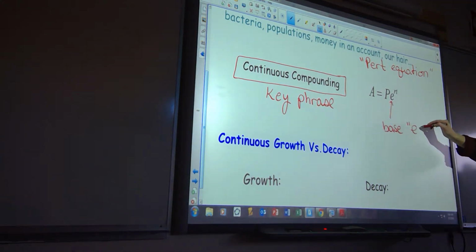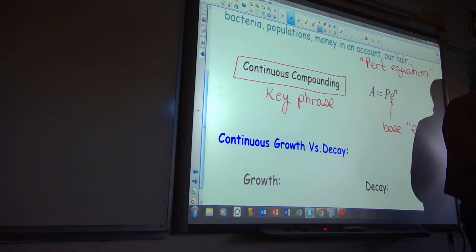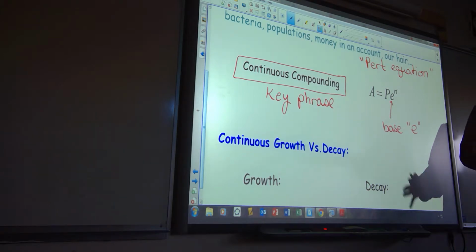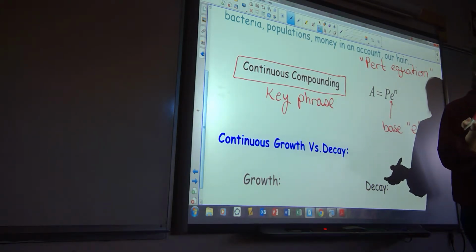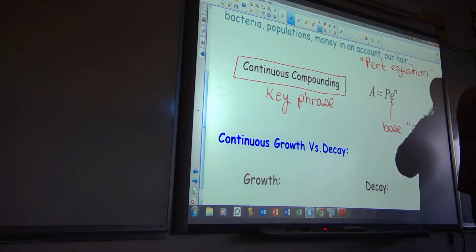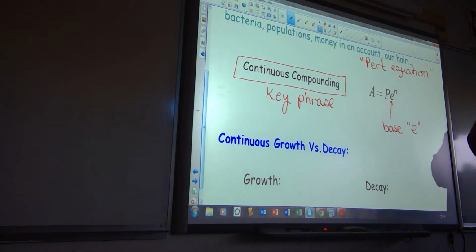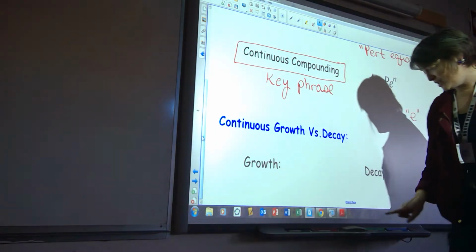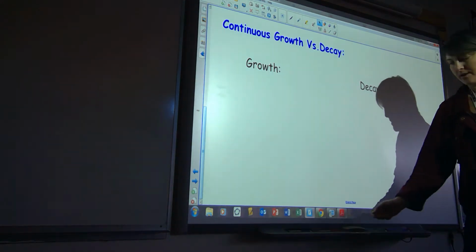And so that's what we learned yesterday: Bernoulli saw that as we started doing this more and more frequently, it approached a value of 2.718. So its growth factor was 2.718 when it was happening all the time. When you use this equation, you can use base e and have it be growth or decay. It can decay continuously. How you will differentiate between those is with your exponent.